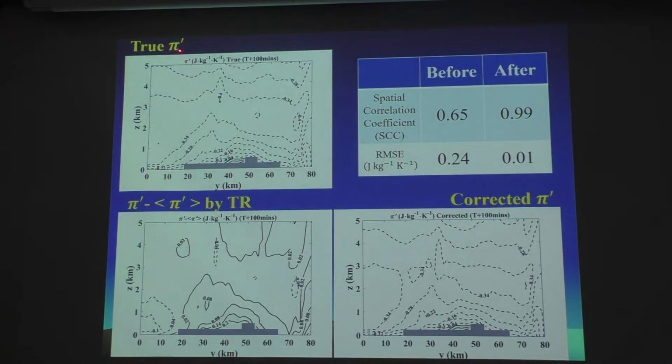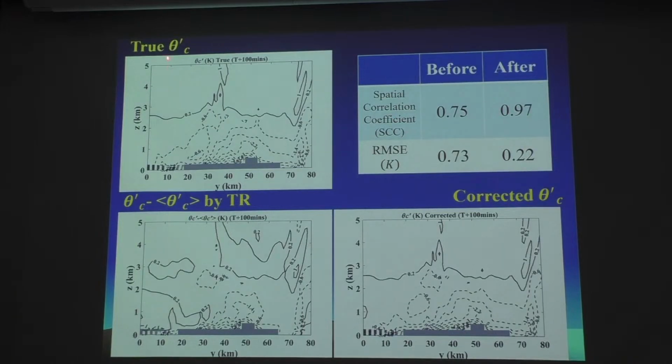So this is the true pi prime, and this is the retrieved deviation from the horizontal average by the traditional thermal retrieval. And we can use the profile to correct this field. Now, this is the corrected pi prime plot. So we have a much higher SCC and a much lower root mean square error.